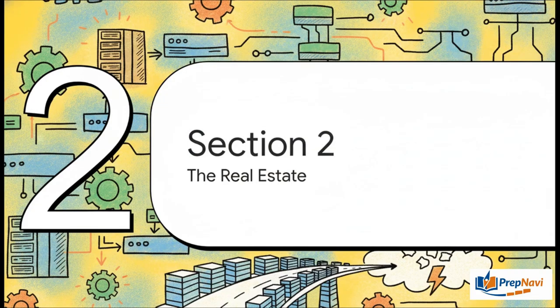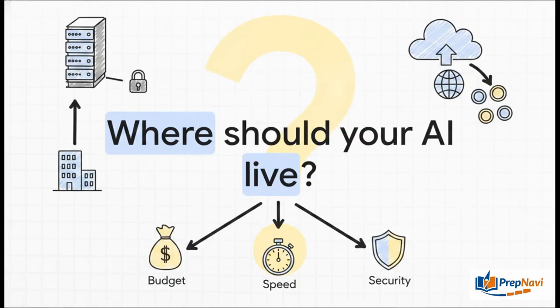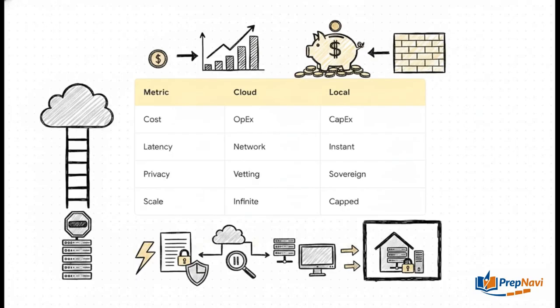Moving right along to section 2, the real estate. Before we get into the nitty-gritty engineering trade-offs, you have to ask yourself one absolutely critical architectural question regarding your deployment environment. And that is, where should your AI actually live? This single decision literally dictates the entire trajectory of your project's budget, speed, and security. Every deployment is basically a ruthless compromise across 4 exam-critical pillars.